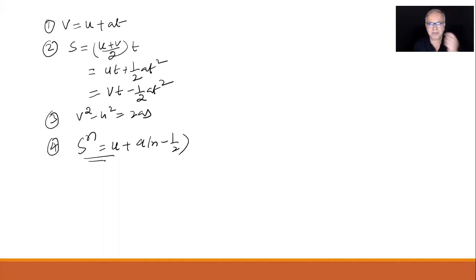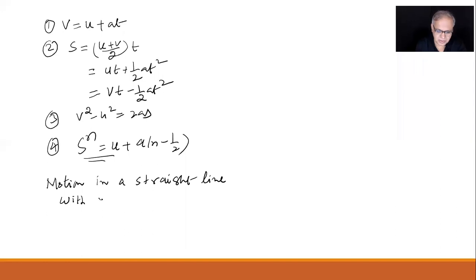But I'll repeat once again my conditions here. This is motion in a straight line and that too with a constant acceleration, right?